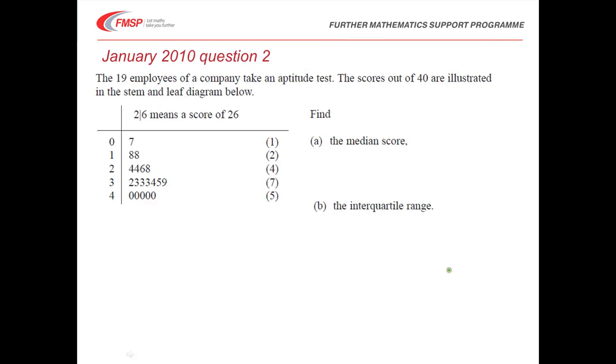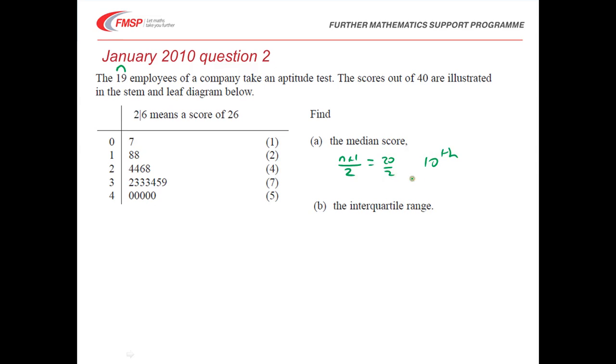So just to finish with, here is just a quick question about stem and leaf diagrams. So we've got 19 employees, that's nice. They take an aptitude test, and the score out of 40 is illustrated. We've got to work out the median score. So you have to use n+1/2 here because you know all of your data. So that's 20/2, so we're looking for the 10th score.